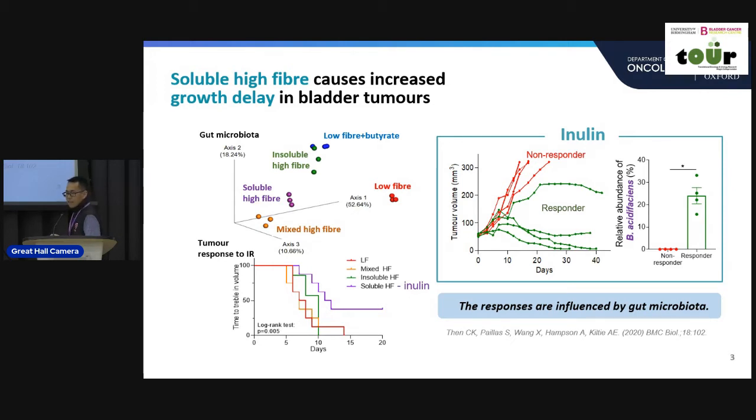However, it was interesting that only 4 of them responded to the radiation, but 4 of them did not. So I further looked at their individual tumor growth curves and separated them into responders and non-responders. In their gut microbiota, I realized that responders had almost 20 to 35% of Bacteroides acidifaciens, and non-responders had none of it. Also, by using correlation analysis, I saw that the responses are influenced by gut microbiota.